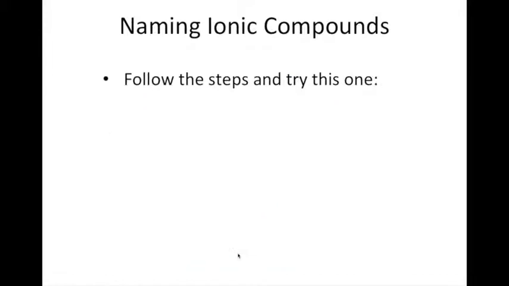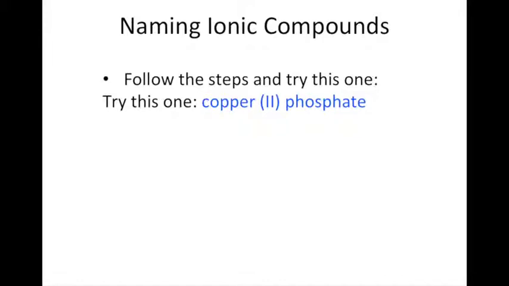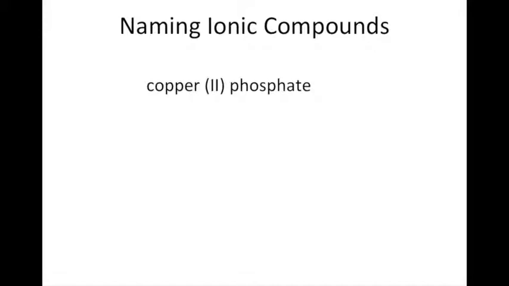So let's follow those steps and try one more. Pause the video and see if you can write the chemical formula for copper 2 phosphate. Okay, so for copper 2 phosphate, let's write the appropriate chemical symbol and formula for our cations and anions and the charges. Copper is a +2. We know that because the Roman numeral tells us that our copper has a charge of +2. Phosphate is polyatomic, so we have to memorize that phosphate is PO4, and that PO4 has a -3 charge.